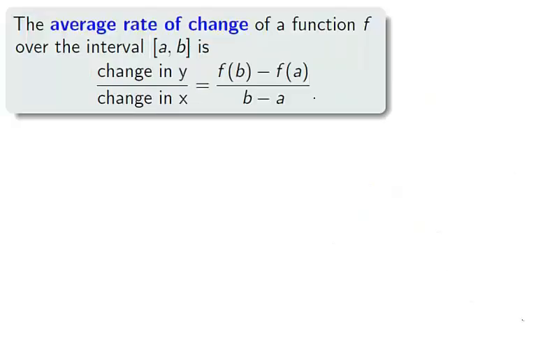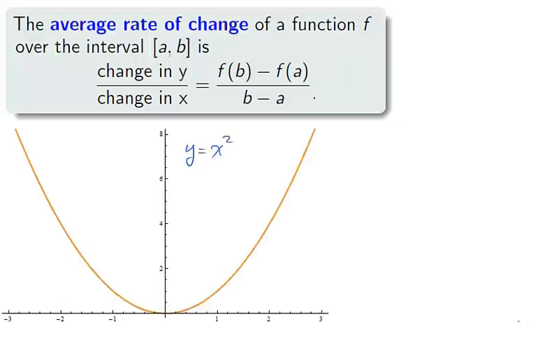The slope equation for a secant line is known as an average rate of change. A rate of change is a measure of how input changes affect output changes. Take for example the parabola y equals x squared. Say we are interested in finding the average rate of change between the values -1 and 2.